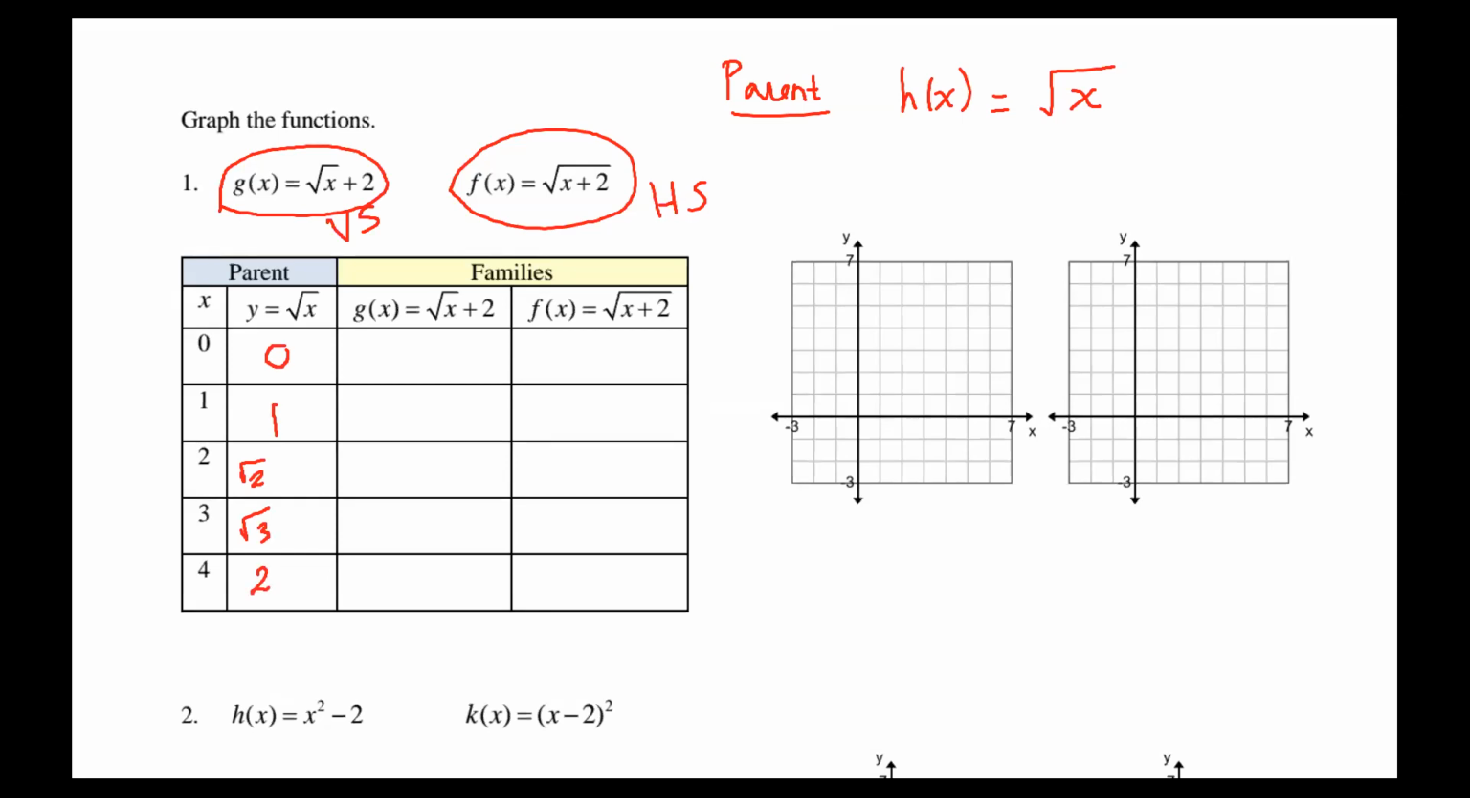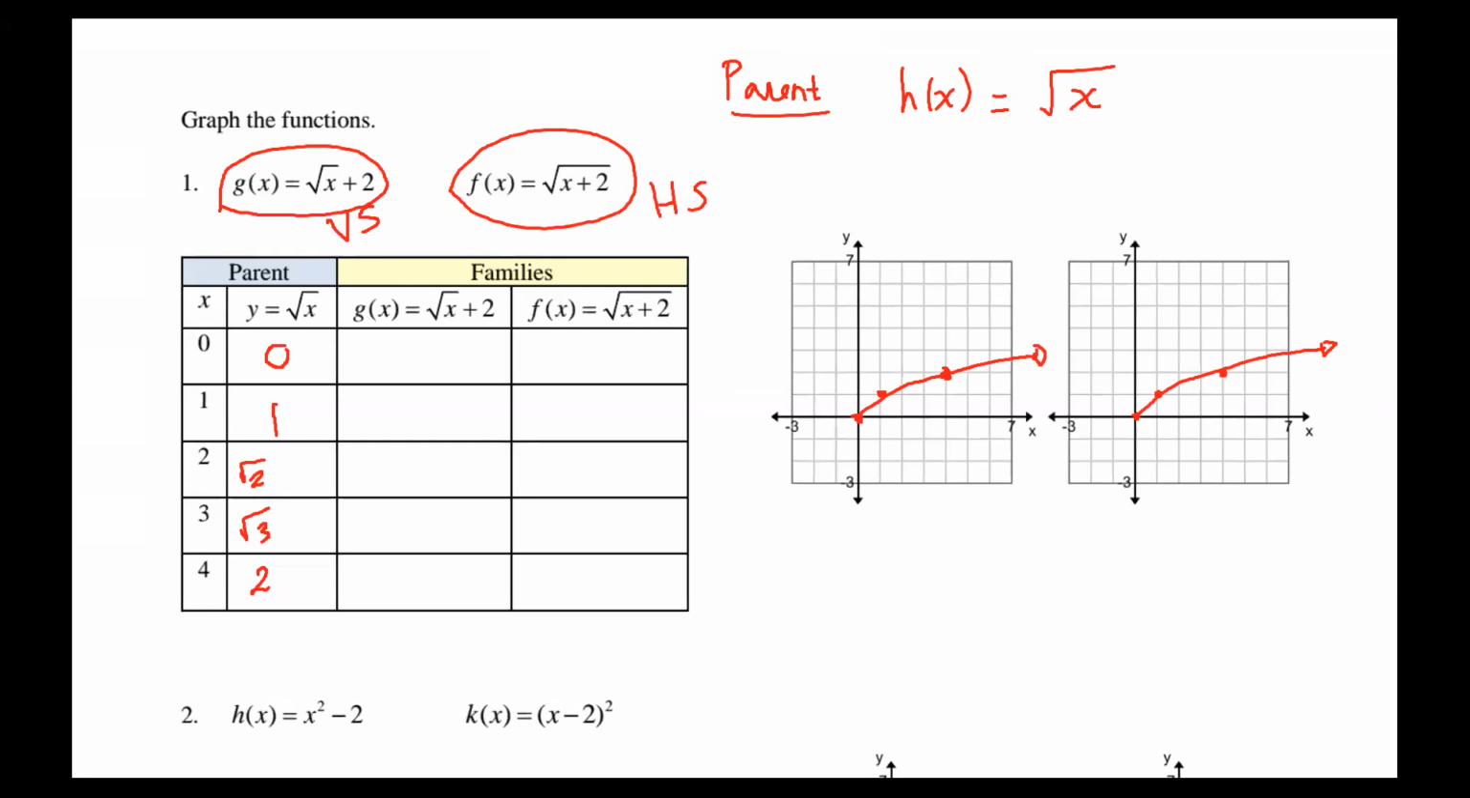So first let's graph the parent function, which is 0, 0, 1, 1, and then 4, 2. So I'm just graphing only the whole numbers. So the graph goes like this. I'm graphing the same thing here, 0, 0, 1, 1, and then 4, 2. So I represent the parent function in red color.